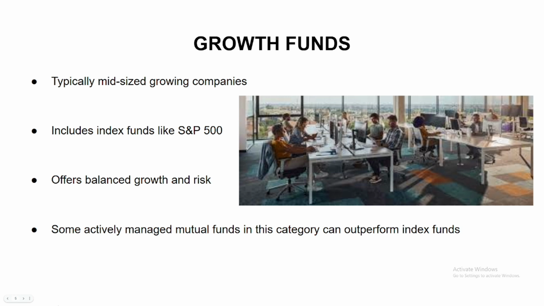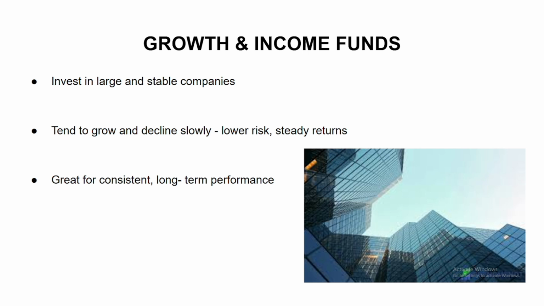Growth funds. These are typically mid-sized growing companies, and they include index funds like the S&P 500. These offer a balanced growth and risk. Some actively managed mutual funds in this category can outperform index funds. Growth and income funds invest in large and stable companies. They tend to grow and decline very slowly.